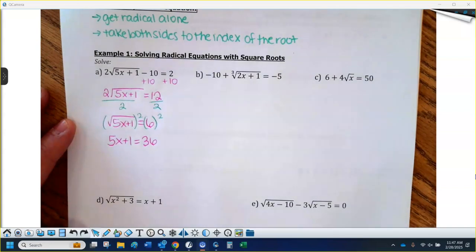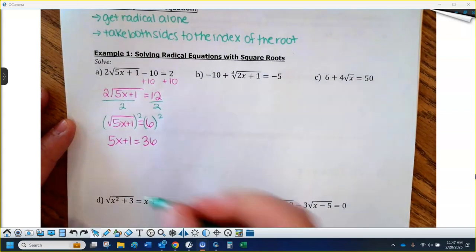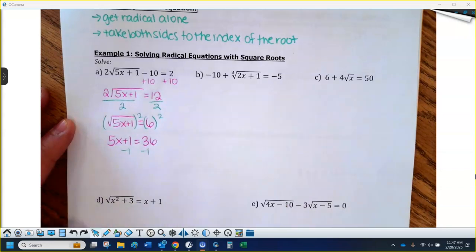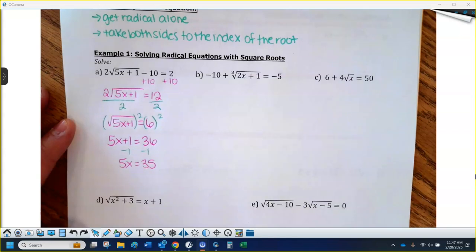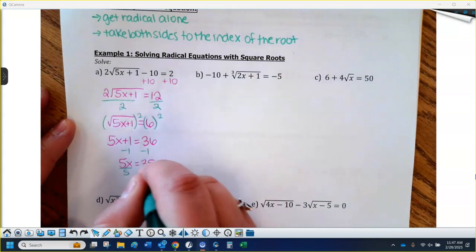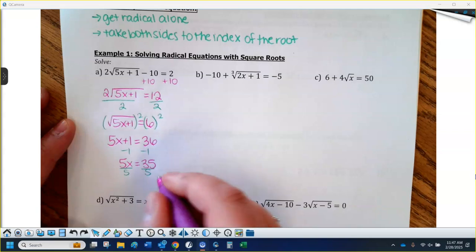And then this is really like a two-step equation here. I'm going to subtract 1, and then I'm going to get 5x is equal to 35. Divide by 5, and you're done. And x is going to end up being 7 for this first example.